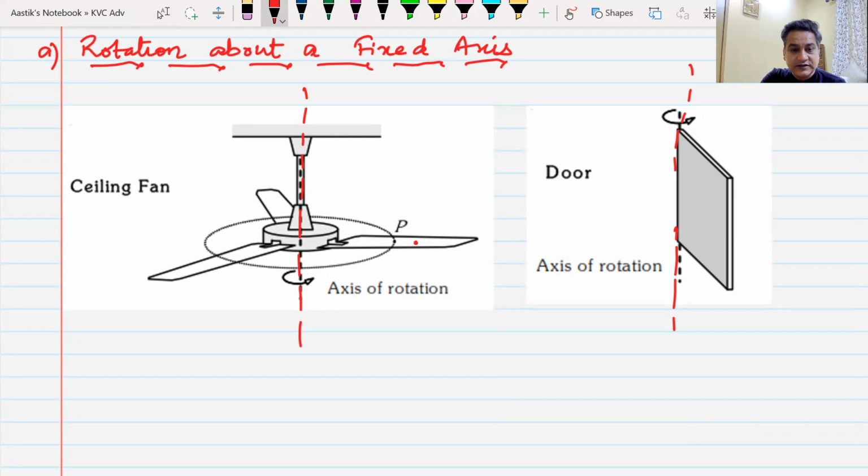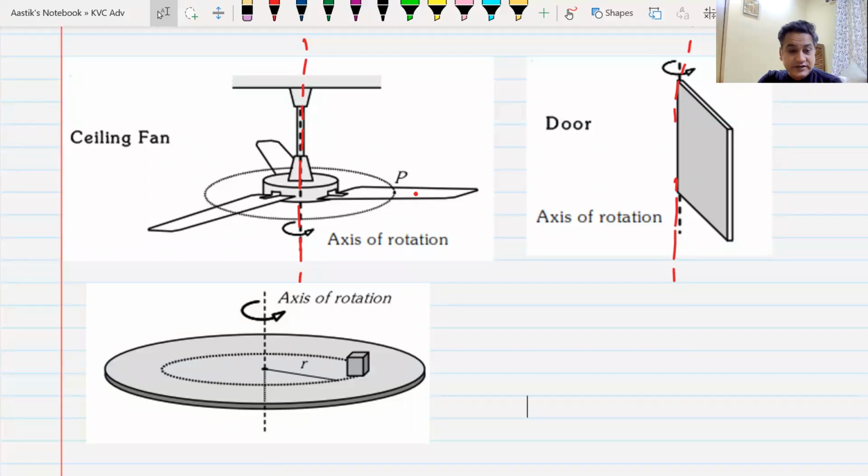Understand this? Yes, sir. You can also see the motion of this disk. It is in pure rotation. Yes or no? Yes, sir. What are the important points that you must remember? We have already discussed them. We will just go through them once again. You understand this now? Yes, sir.